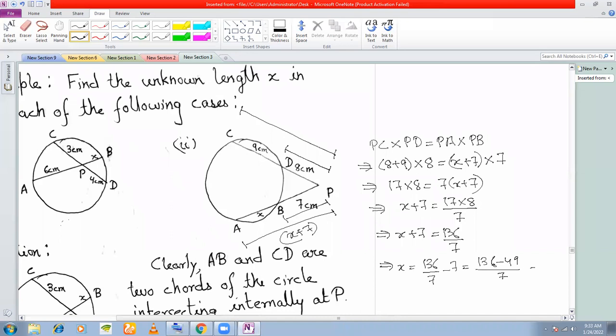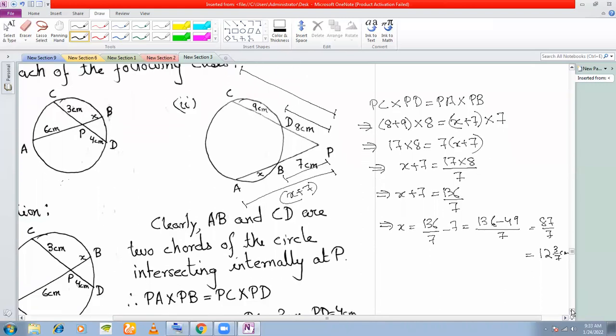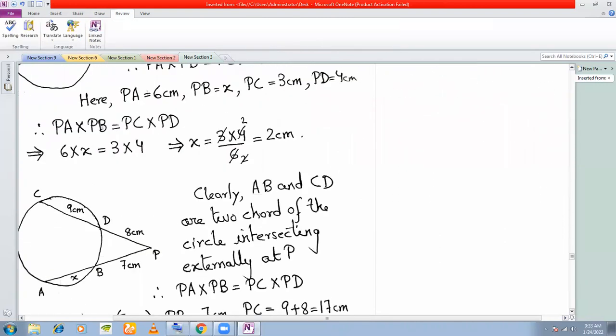Divided by 7. This is 87 by 7. So this is 1, 2, 3 by 7. 12 by 3 by 7 centimeters. Okay. Easy enough. Let us move to the next question.